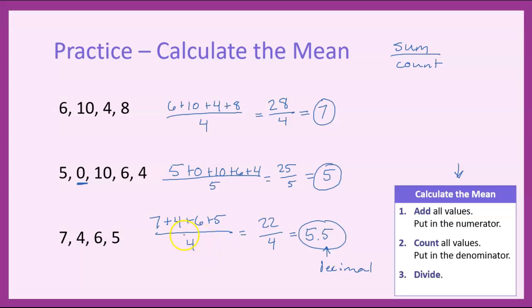Because we're dividing by a count, that means we could divide by 7, we could divide by 25, we could divide by any number really, any positive number. So we will get lots of decimals when we're calculating the mean.